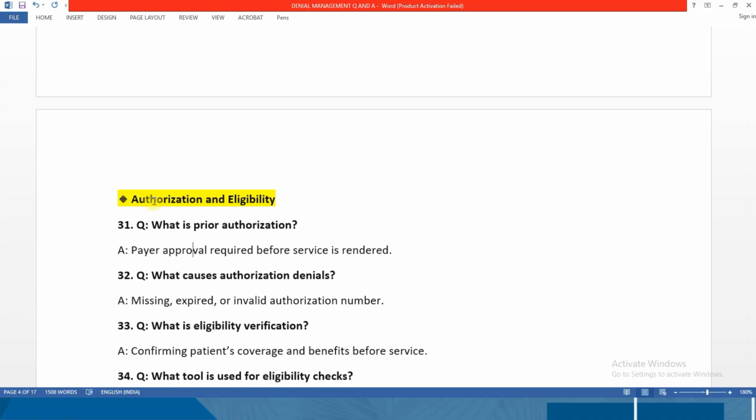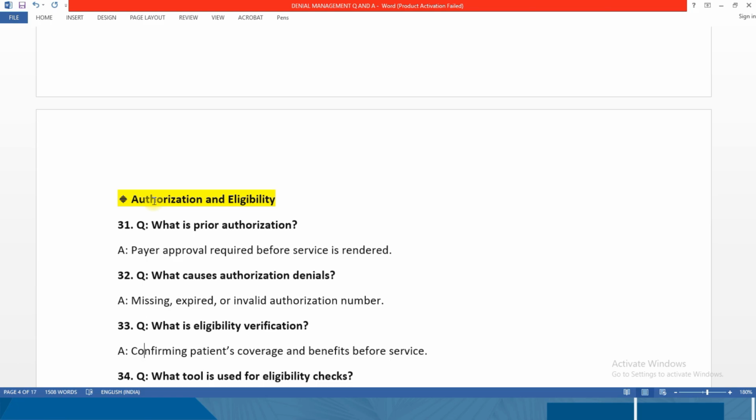So what is prior authorization? Payer approval required before a service is rendered is called prior authorization. So what causes authorization denials? Why do we get authorization denials most of the time? Missing, expired or invalid authorization number. So whenever we have an authorization denial, we need to check the authorization number first.